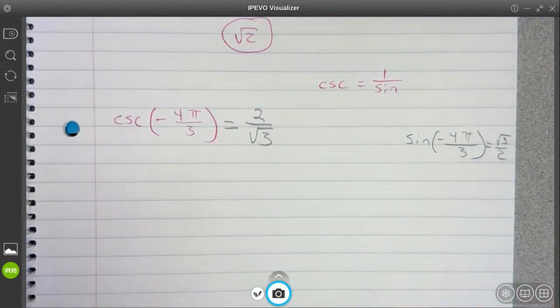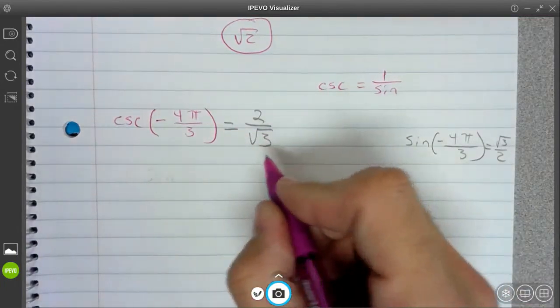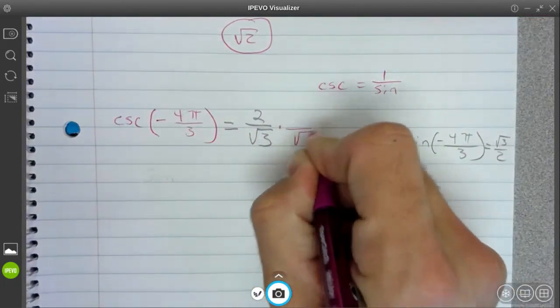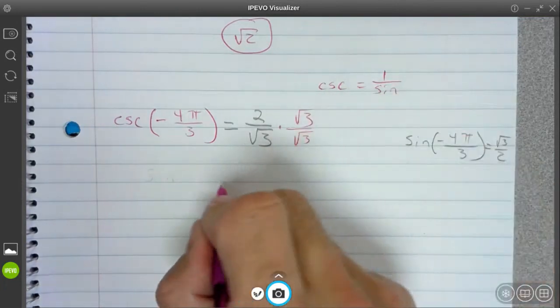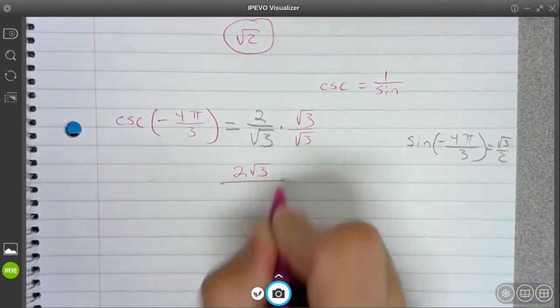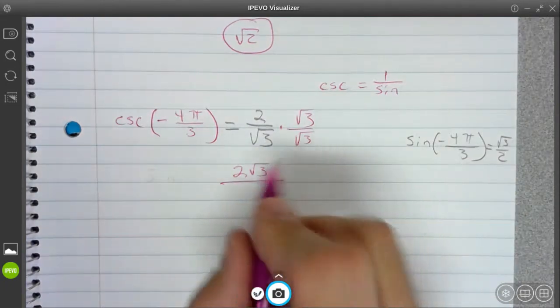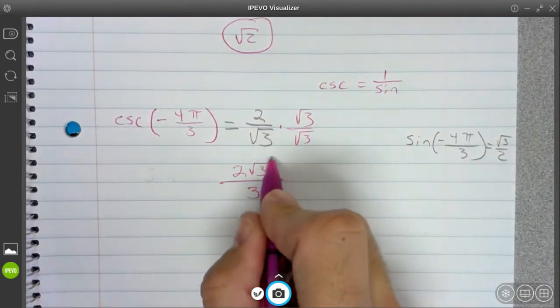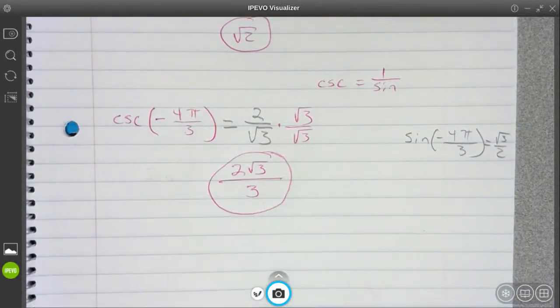And then I've got to rationalize the denominator. So with root 3, I get a 2 root 3 up top. And then in the bottom, root 3 times root 3 is just 3. Okay, that'd be my answer there.